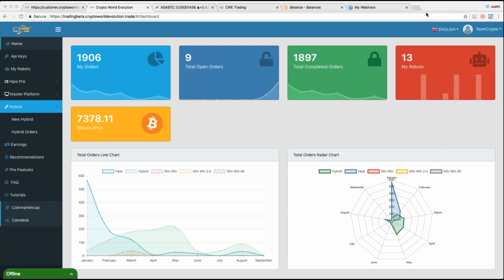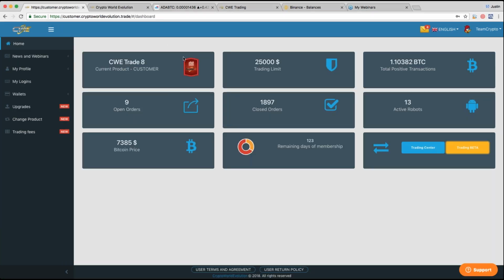All right, so here we go, guys. First things first, I'm going to go back to where you log in. When you log into your CWE customer back office dashboard, to get to the new platform and the bots, you want to click on the yellow button where it says Trading Beta. That's where you'll be able to set up the HPSI Pro, the master platform, and track those in there.